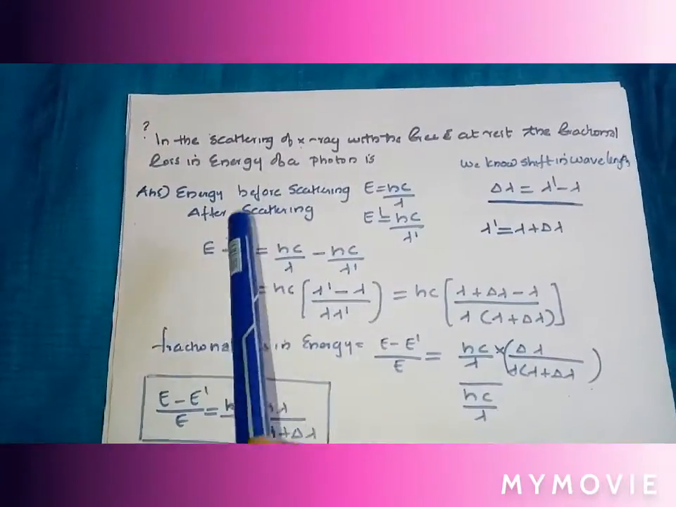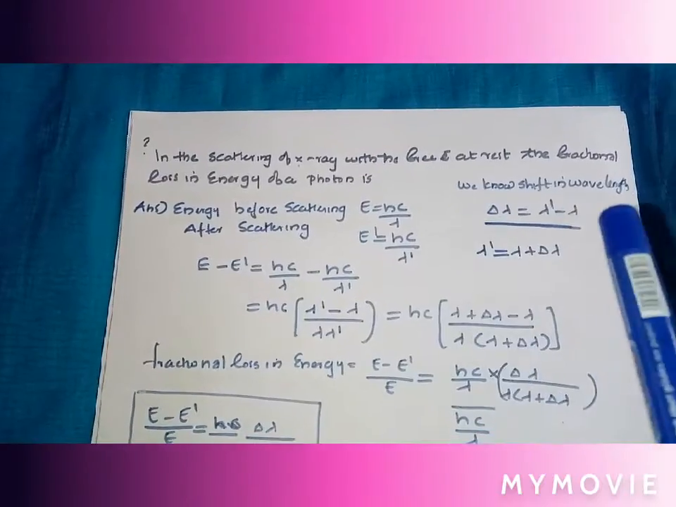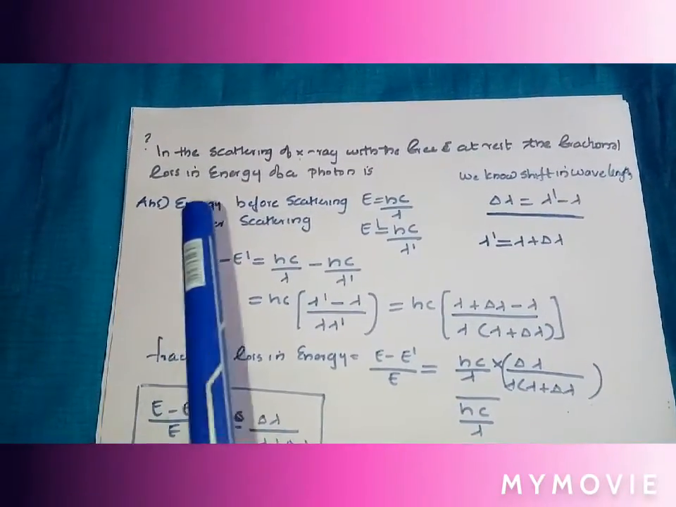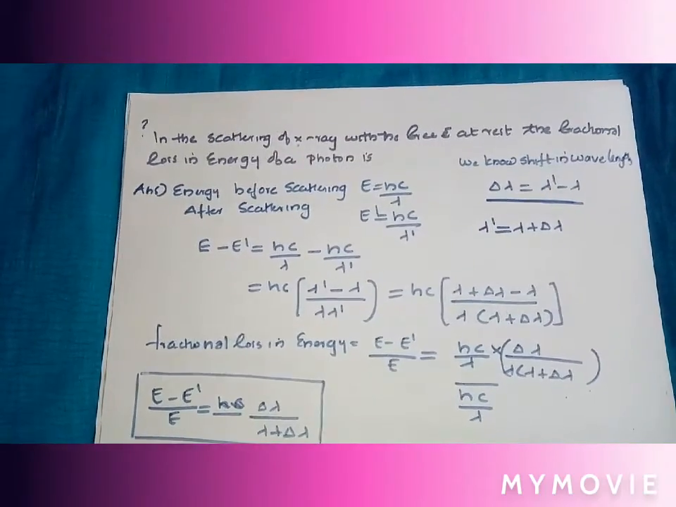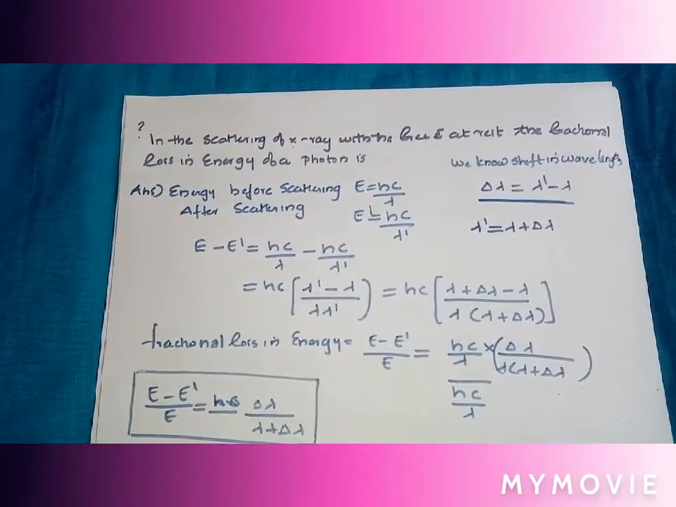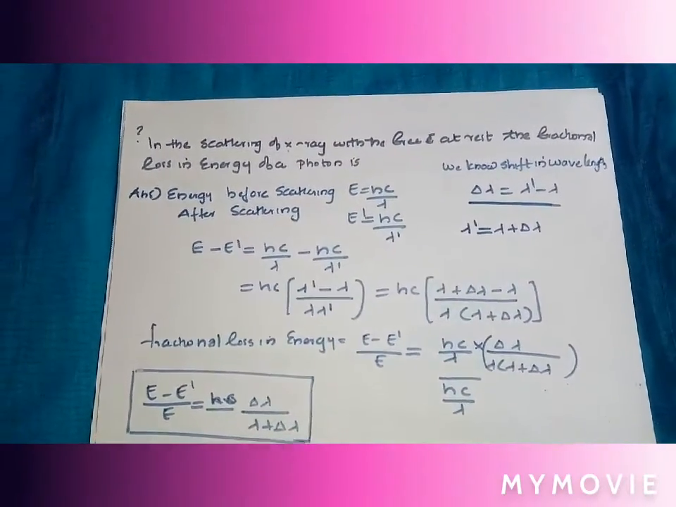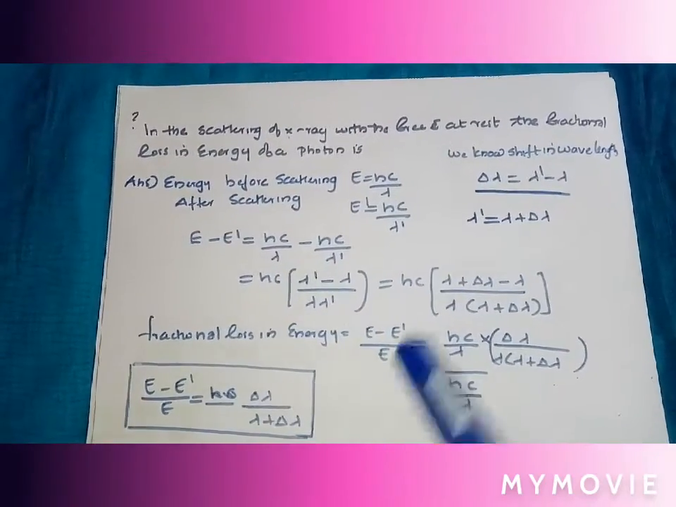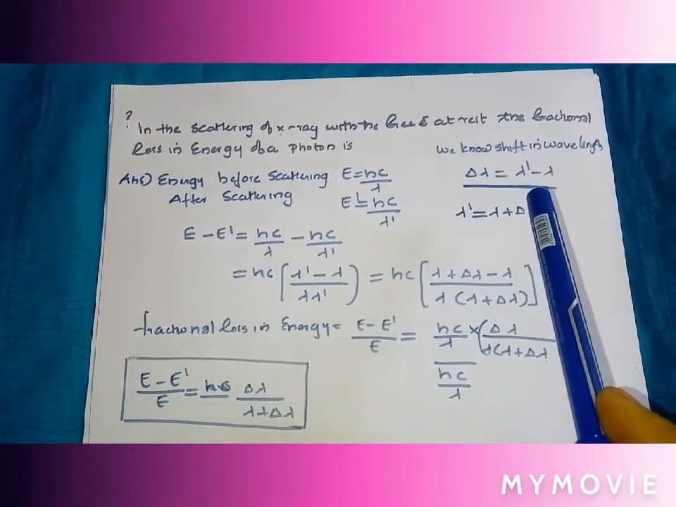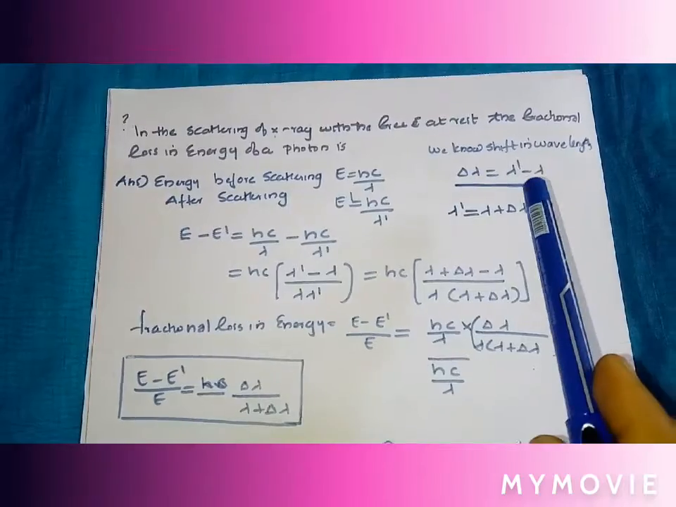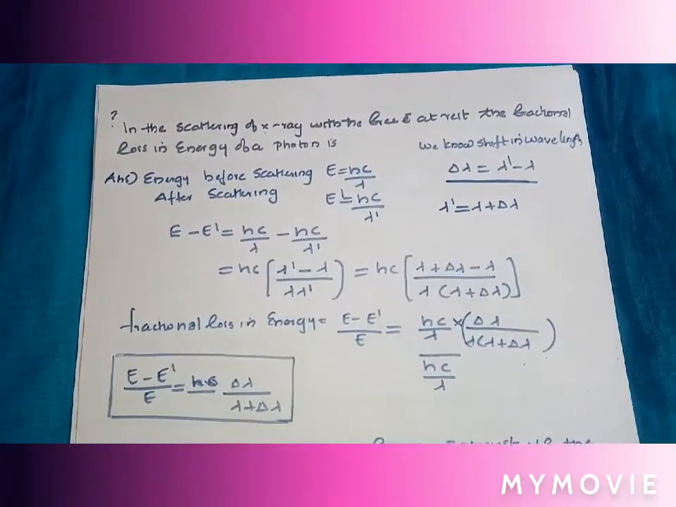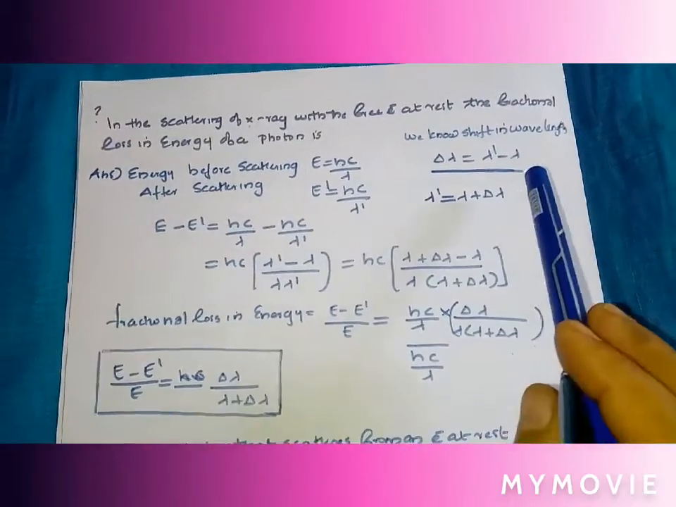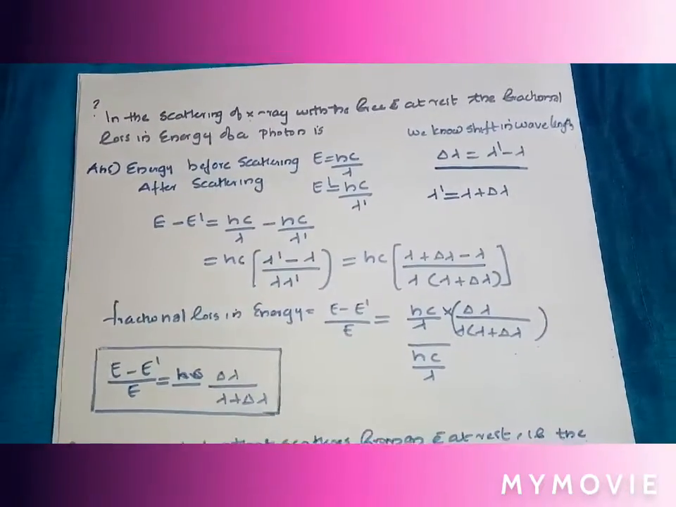Today we are going to study some basic problems related to Compton shift. First question: in the scattering of X-ray with the free electron at rest, what is the fractional loss in energy of a photon? We know that in Compton shift, there is an incident photon, a scattered photon, and a recoil of the electron, and the equation is delta lambda, the shift in wavelength, equal to lambda prime minus lambda. Lambda prime is the wavelength of the scattered photon, and lambda is the wavelength of the incident photon.